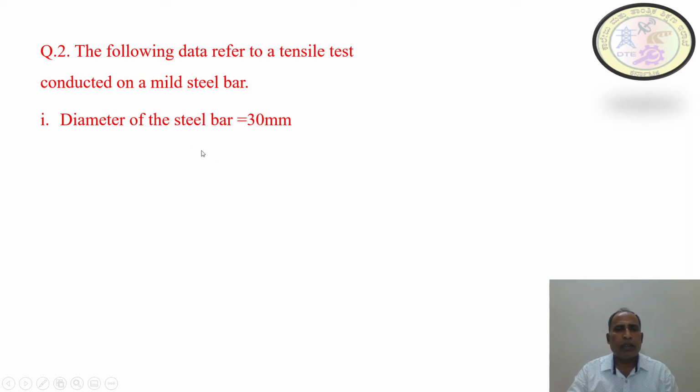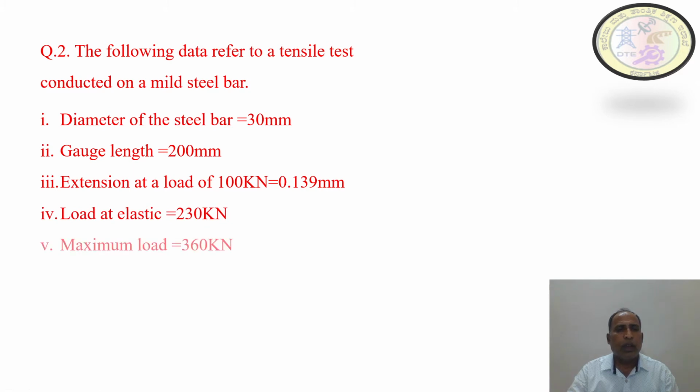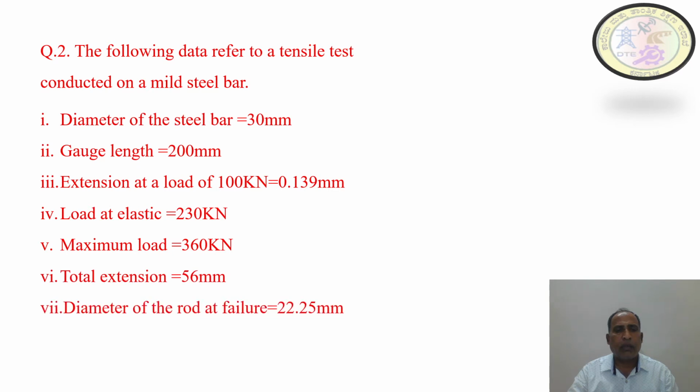The first parameter is the diameter of the steel bar, that is, the original diameter is 30 mm. Gauge length, the original length of the steel bar, is 200 mm. Extension at a load of 100 kilonewton is equal to 0.139 mm. Load at elastic limit is 230 kilonewton. Maximum load is 360 kilonewton, and the total extension of the bar is 56 mm. And the diameter of the rod at failure is 22.25 mm.